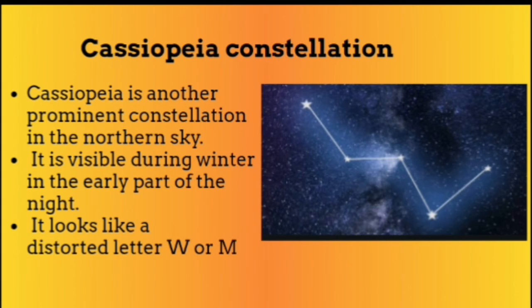Now let's see about Cassiopeia. Cassiopeia is another prominent constellation in the northern sky. It is visible during winter in the early part of the night. It looks like a distorted letter W or M.